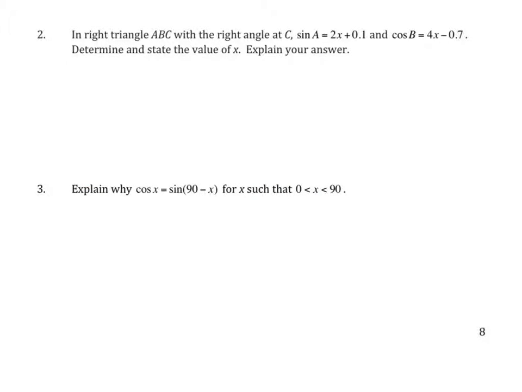In right triangle ABC, the right angle at C, sine of A is equal to 2x plus 0.1, and cosine of B is equal to 4x minus 0.7. Determine and state the value of x. Well, since we have cofunctions here, the sine of A and cosine of B, we know that they have equal values. So we can set 2x plus 0.1 equal to 4x minus 0.7. We can go ahead and solve for x.